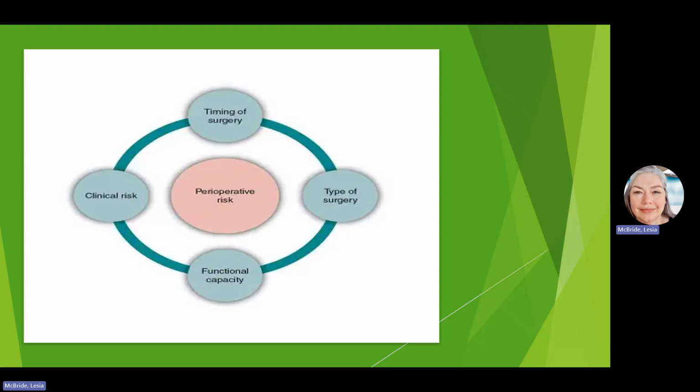So perioperative risk: what are the additional risk factors for surgery? We have the timing of the surgery, the type of surgery, the functional capacity of the person, and then their clinical risk. If you have diabetes or other chronic diseases, those conditions themselves will lend to some issues. With the stress of surgery, it may cause swings in blood glucose levels. As we know, when a person is under stress, the adrenal glands kick in and cortisol is released, so blood sugar levels go up. That may make the patient need more insulin or less insulin.